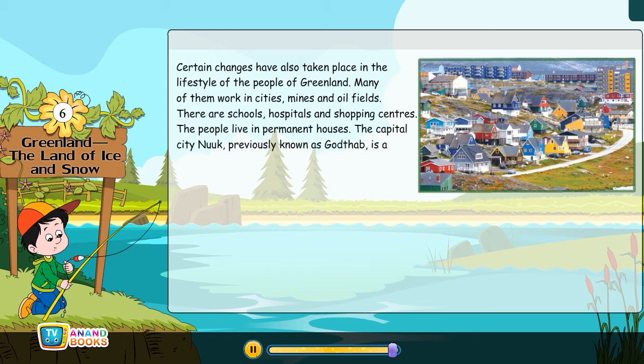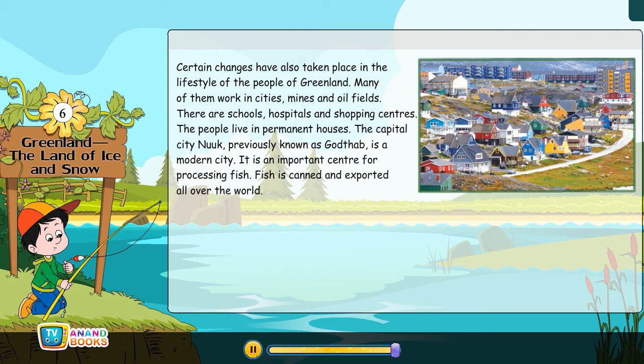The capital city, Nuuk, previously known as Godthaab, is a modern city. It is an important center for processing fish. Fish is canned and exported all over the world.